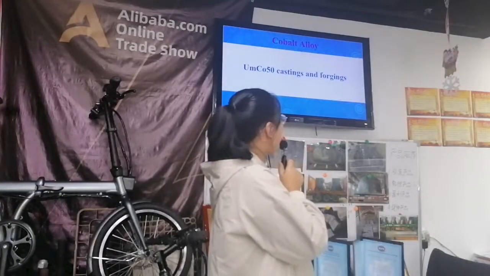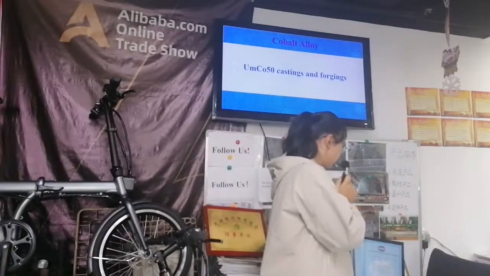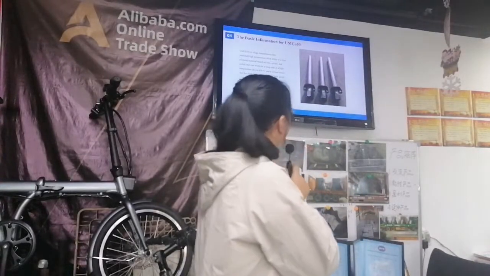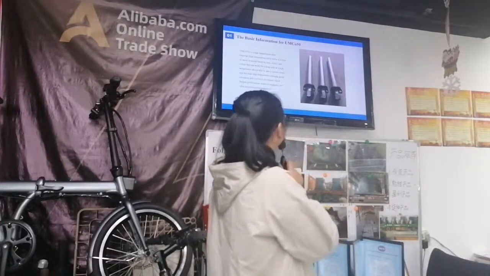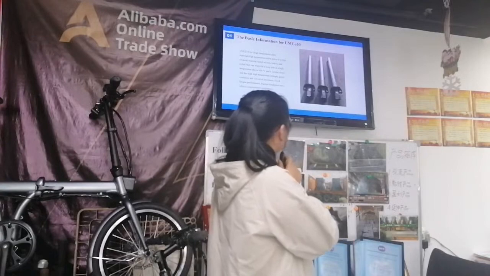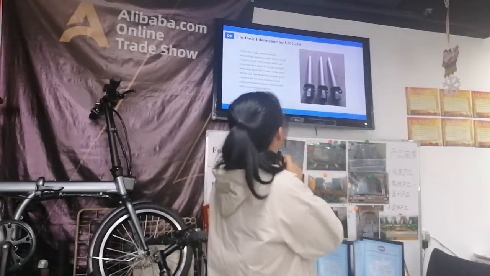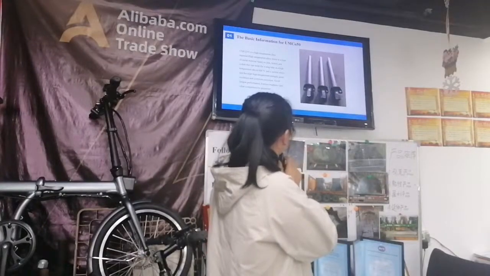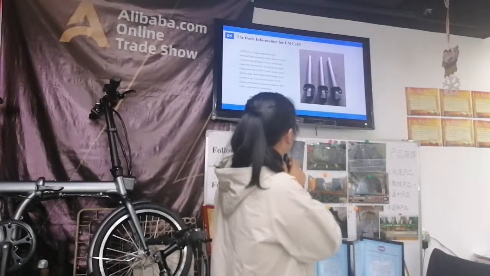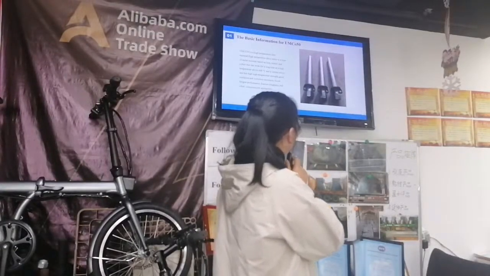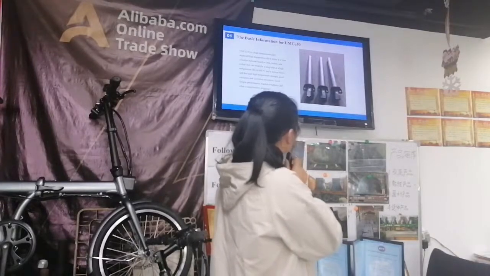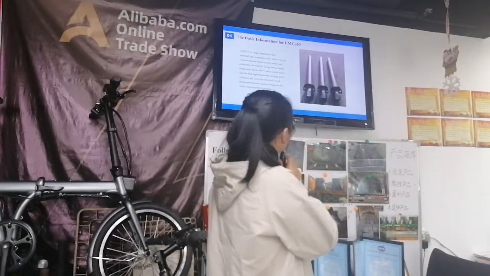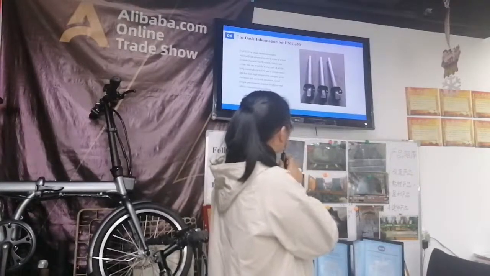Next, part 3, Cobalt 50 castings and forgings. The first is the basic information for Cobalt 50. Cobalt 50 is a high temperature alloy material. High temperature alloy refers to a type of metal material based on iron, nickel, and cobalt that can work for a long time at a high temperature above 600 degrees under certain stress, and has good oxidation and corrosion resistance.